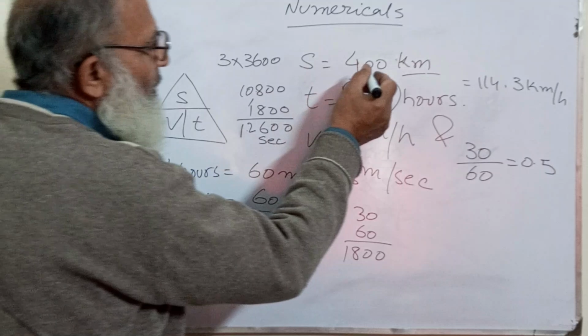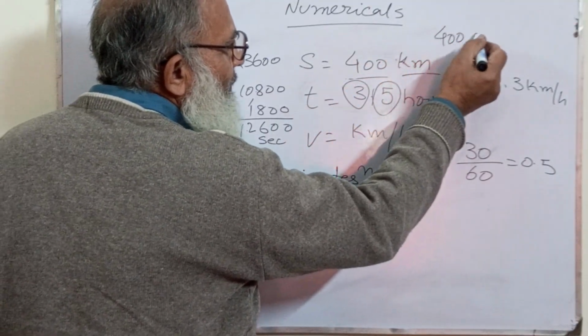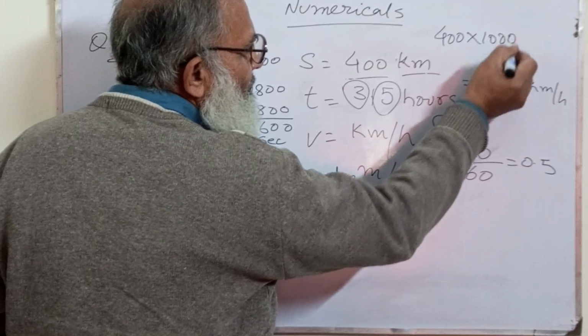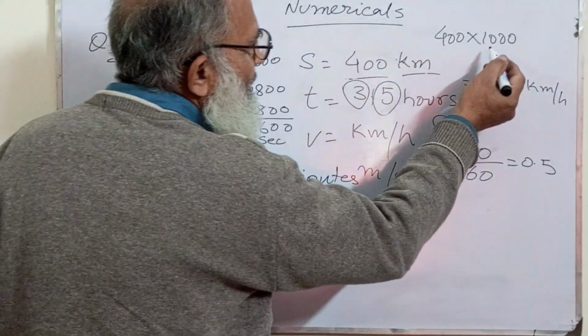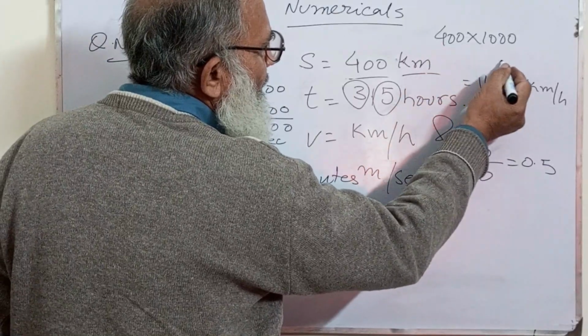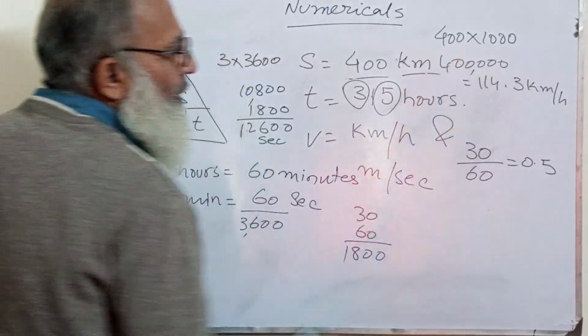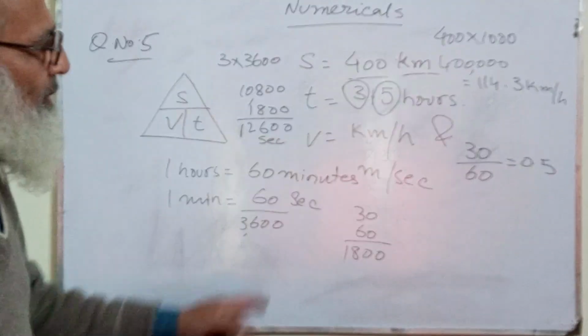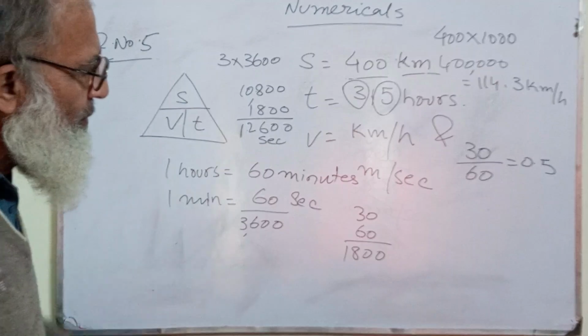Now these are seconds, 12,600 seconds. And what about the kilometers? Now kilometers into meters, just multiply it with 1000. It will be changed into meters. Now these are meters, 400,000 meters. This is 12,600 seconds.